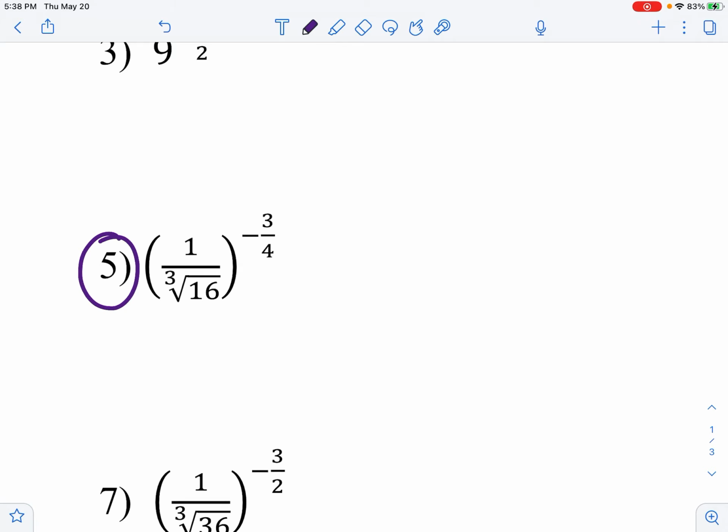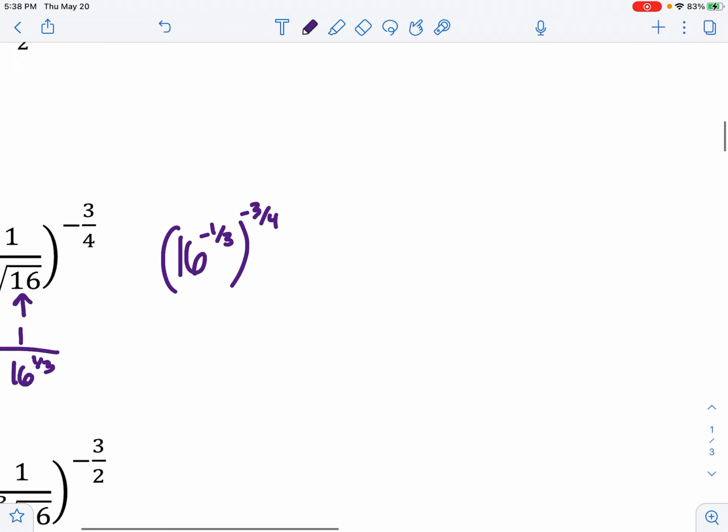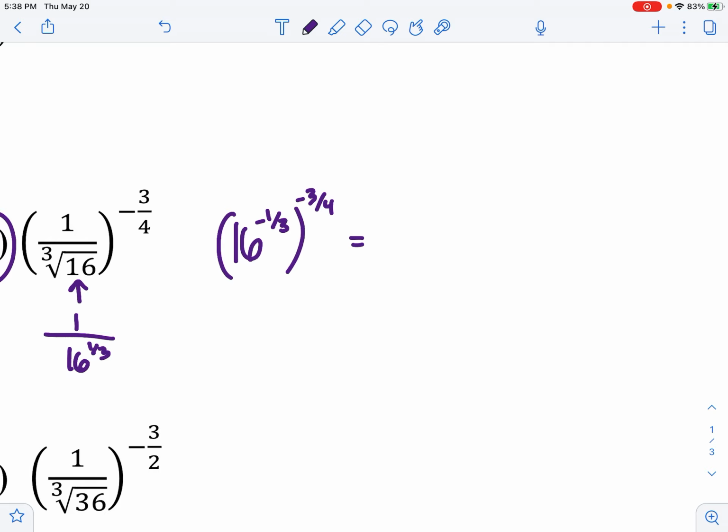I don't want to. So instead, what I'm going to do is rewrite everything with exponents, and then I'm just going to use my exponent rules. This is 1 over 16 to the 1/3, which means I have 16 to the negative 1/3 inside my parentheses, raised to the negative 3/4 outside. Our power to a power exponent rule says we just multiply. So I'm going to multiply 1/3 and 3/4. My 3's cancel, my negatives cancel. What do I get? I just get 16 to the 1/4 power.